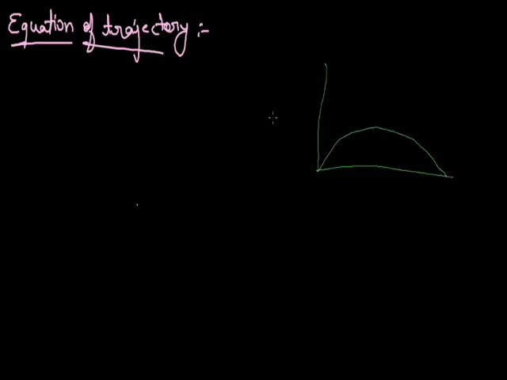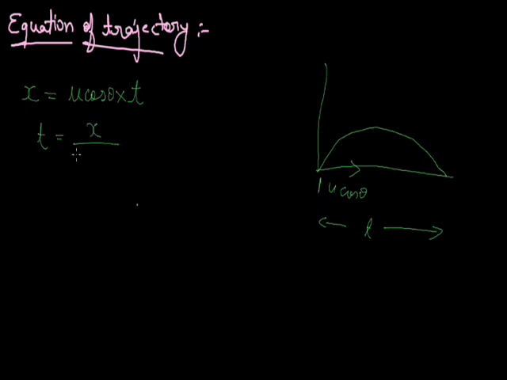And next is our equation of trajectory. An equation of trajectory is the equation of the path which is followed by this projectile. So this is u cos theta. We take the time t. Then the horizontal distance x is equal to u cos theta into t. And if we take t, it is equal to x divided by u cos theta. This is our first equation.